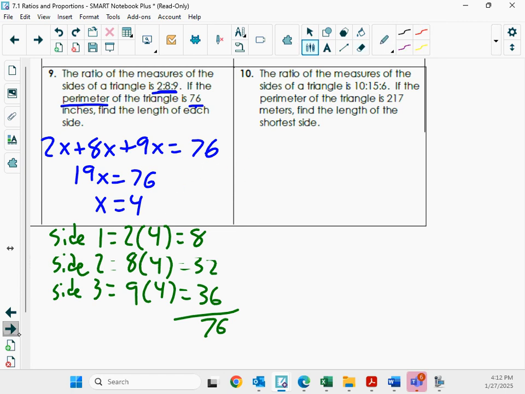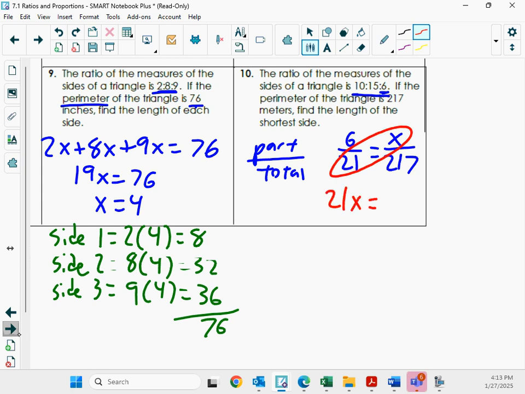Let's do this one with the part over total. The ratio is 10 to 15 to 6. The perimeter is 217. Find the shortest side. Well, the shortest side is 6 out of those 21 parts. 6 out of 21 equals how many out of 217? I cross multiply.